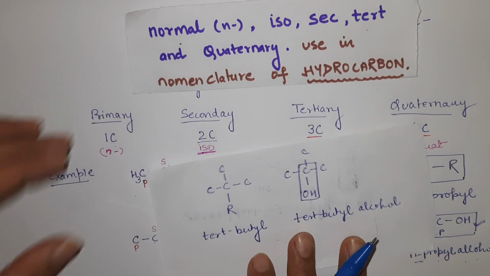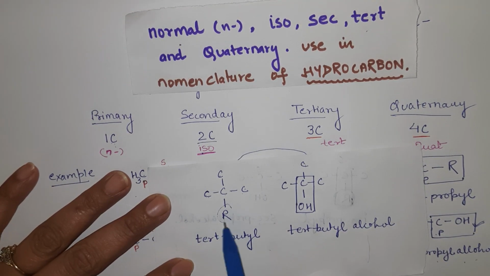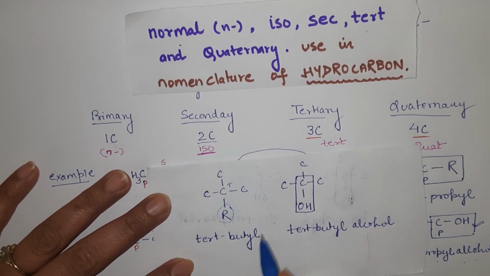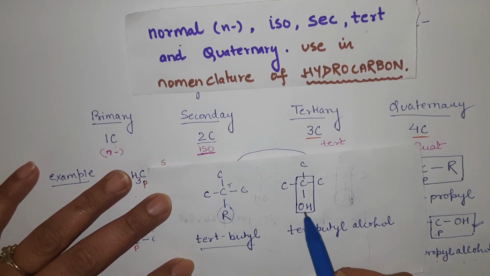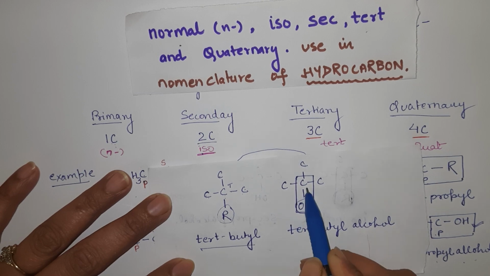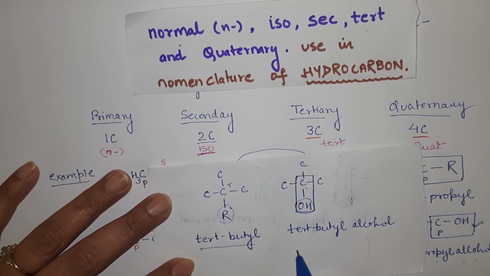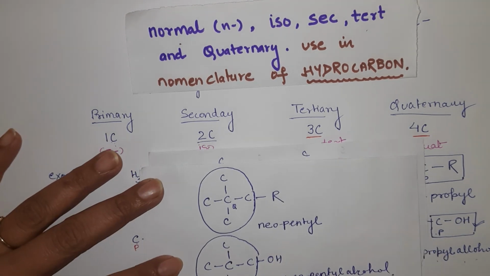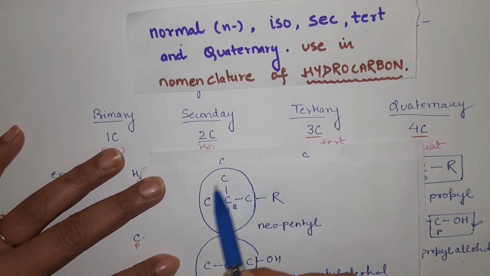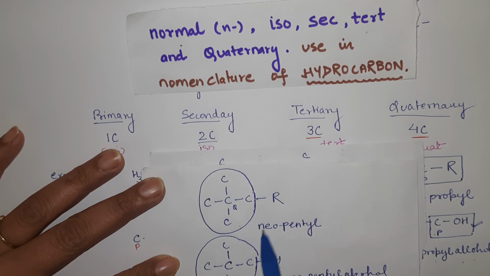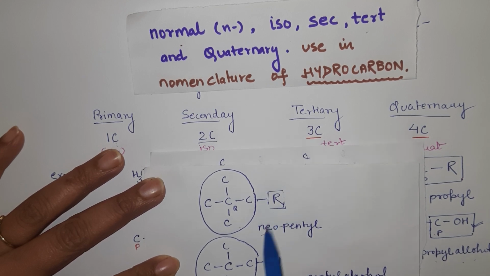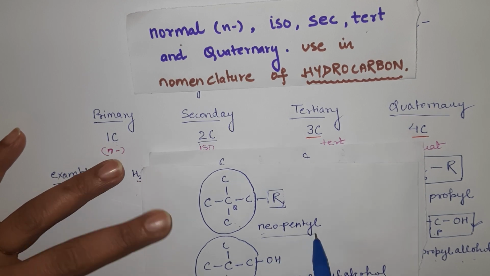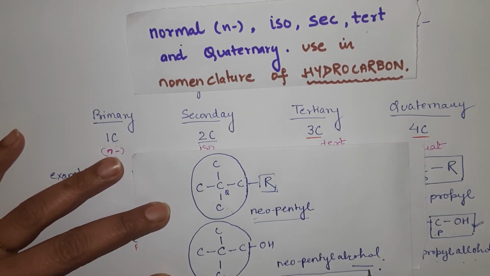Same as if this alkyl group is attached to the tertiary carbon, so the name is tert butyl. If this functional group attaches to the tertiary carbon, then the name is tert butyl alcohol. And last but not the least, if there is a quaternary carbon and an alkyl group attached to that carbon, we treat it as a spherical and we name it as neopentyl and neopentyl alcohol.